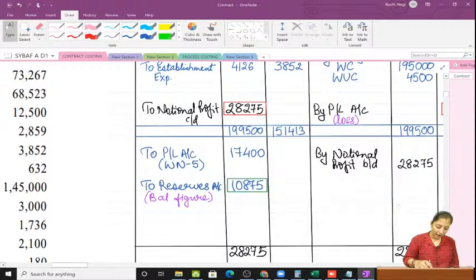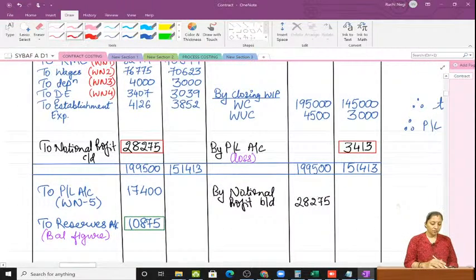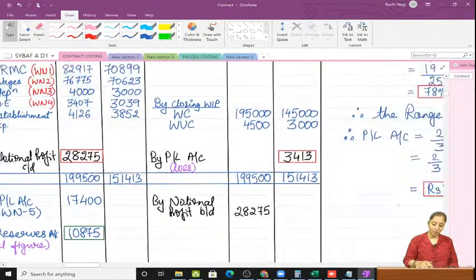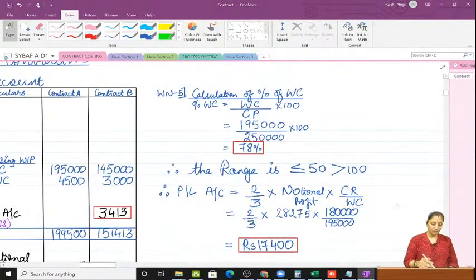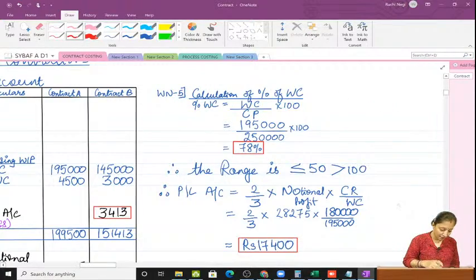And see, only when notional profit comes do you have to calculate the range. I am talking about this calculation of percentage of work certified. This is calculated only when you get notional profit. If you get a loss, then this is not applicable. Then you don't have to search how much percentage of work is completed, and there is no application of the formula. This is the best example.